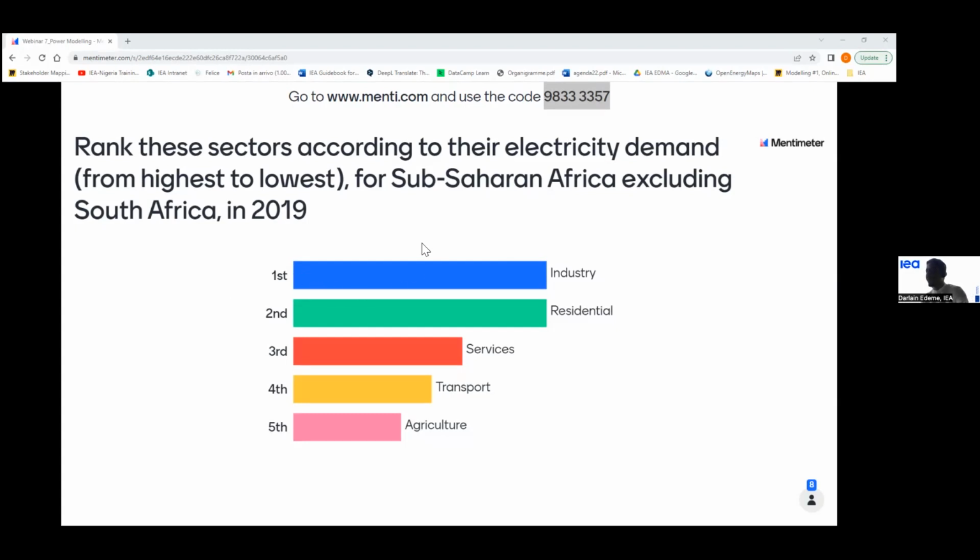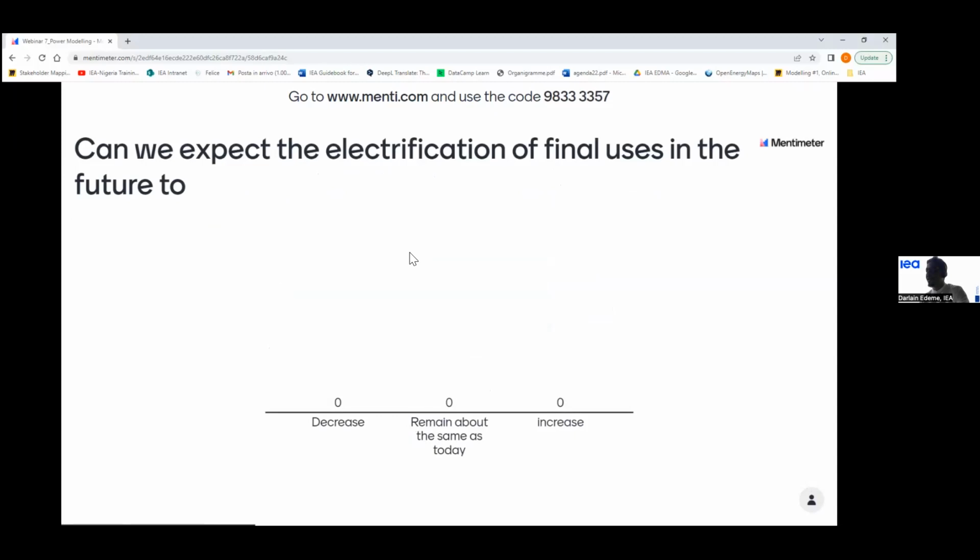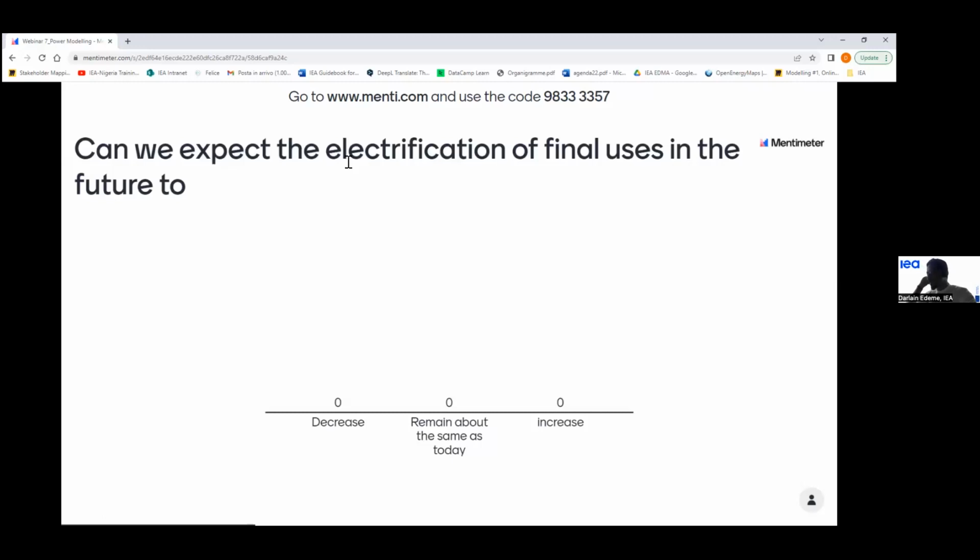So I will move to the next question, which is: can we expect the electrification of final uses in the future to decrease, remain about the same as today, or increase? So just tell me, again, we are talking about Sub-Saharan Africa, if you think that the electrification of final uses will decrease, remain about the same as today, or increase?